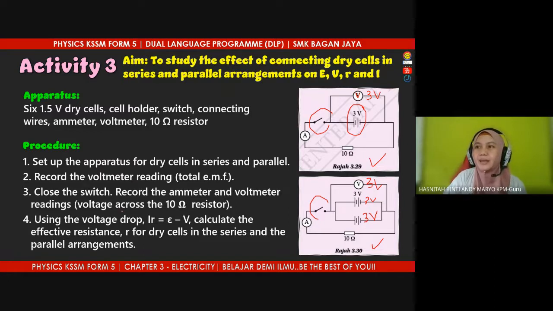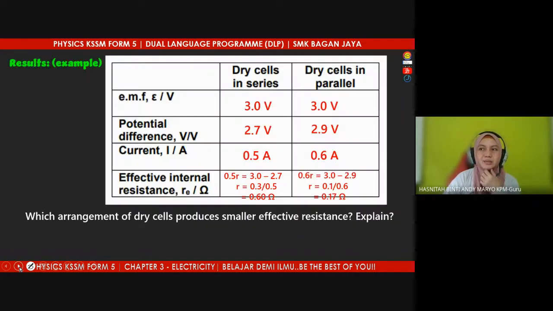Then record the ammeter and voltmeter readings when the switch is closed. When we close it, we understand this value will be less than 3. This one will also be less than 3. So from here we can find the voltage drop or the effective internal resistance of the battery.